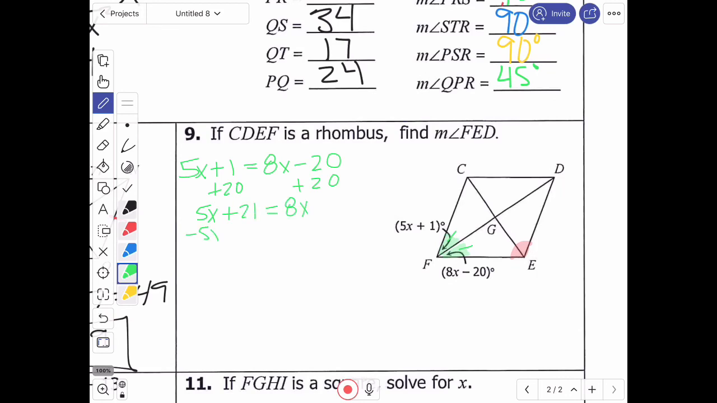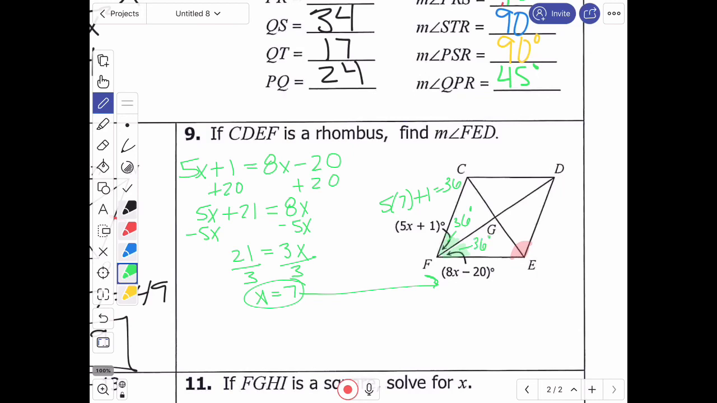Subtract 5x. And 21 equals 3x, divide by 3, and x equals 7. So now I can take x and plug it into either one of these angles. So let's do this one. 5 times 7 plus 1, and you would get 36. So both of these angles are 36 degrees.